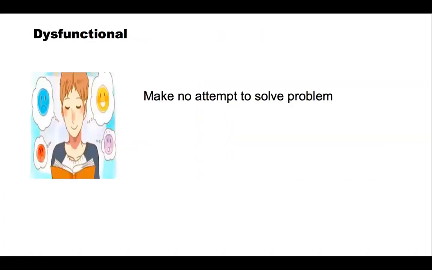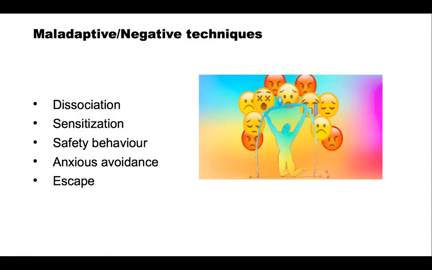While dysfunctional, under maladaptive, we have a series of techniques. This includes dissociation. This is the ability of the mind to separate and compartmentalize thoughts, memories, and emotions. And this is commonly seen among people with post-traumatic stress disorder. Sensitization is when a person seeks to learn about, rehearse, and anticipate fearful events in a proactive effort to prevent these events from occurring in the first place.